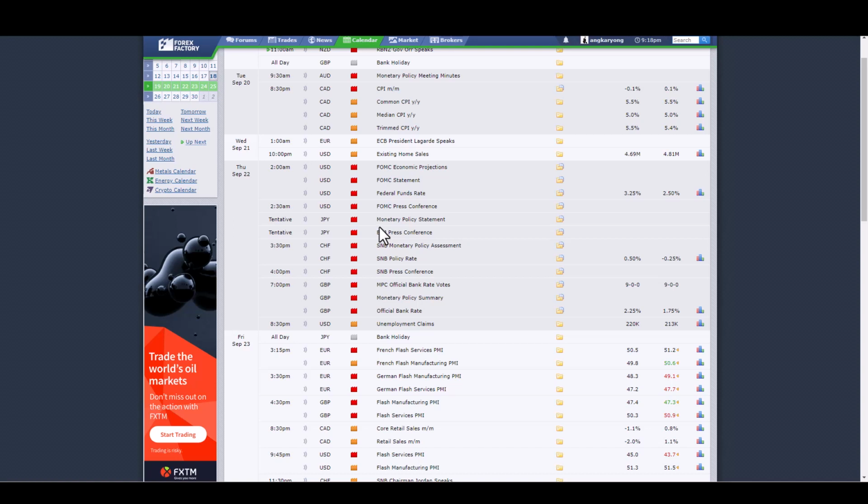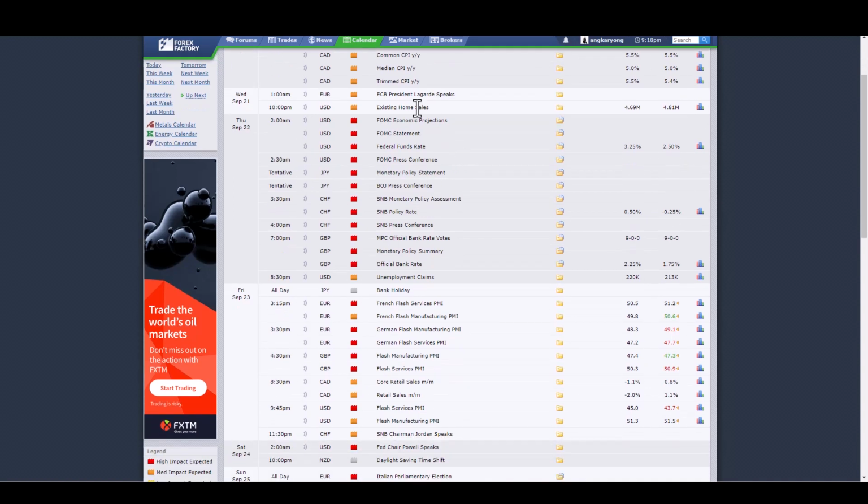Overall, if you take a look at what we have so far, I think this coming week is going to be very wild, quote unquote, in terms of volatility, because there are just so many events happening and all of them are important. And a lot of them are congregating around Thursday.